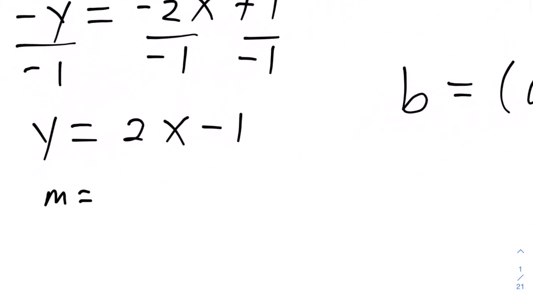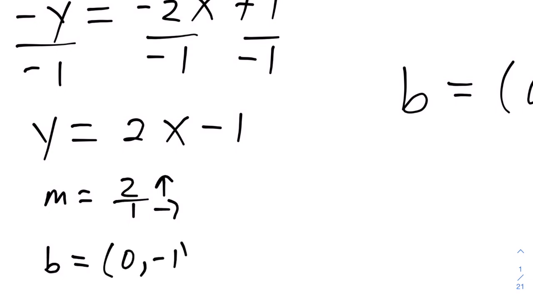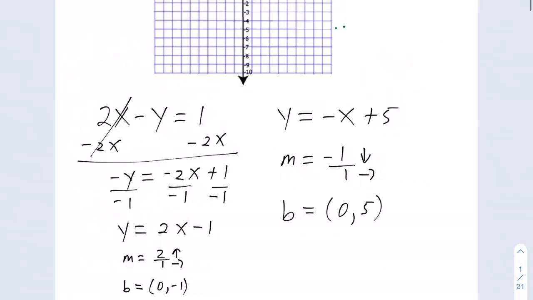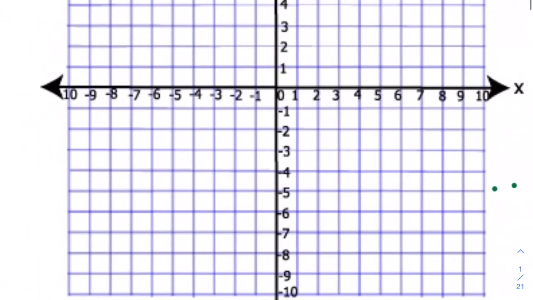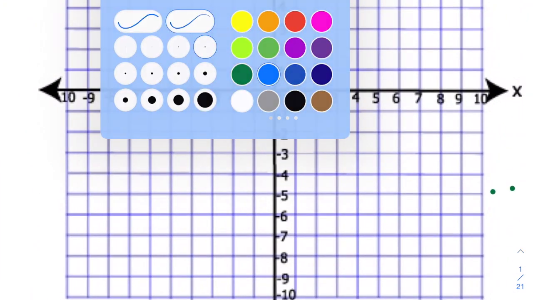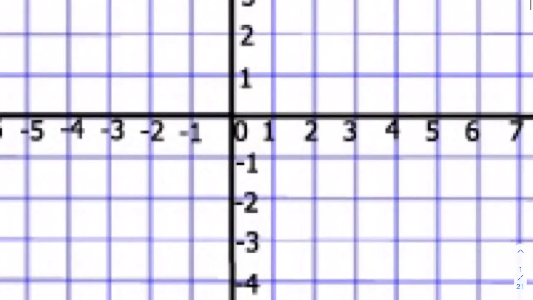Again, don't forget to put a 1 underneath it, which means I'm going to go up 2 and to the right 1. And my y-intercept, my b, is at negative 1. I can now take that information, so let's go ahead and do the first one. And we'll do that one in blue. It is crossing at negative 1, so I'll put a dot there at the y-intercept.